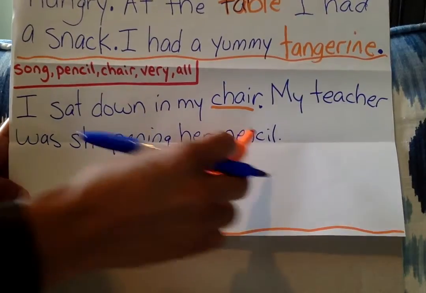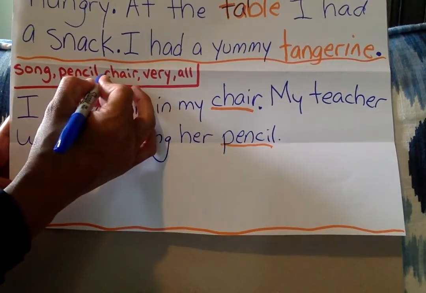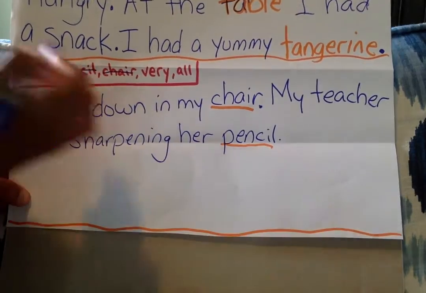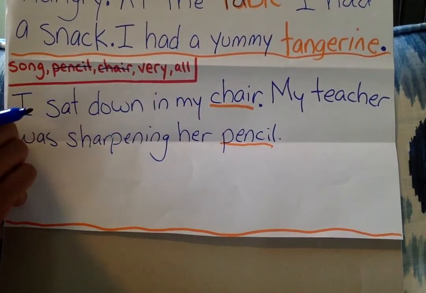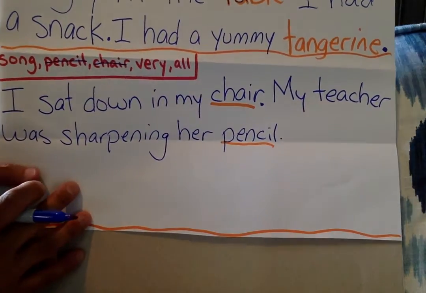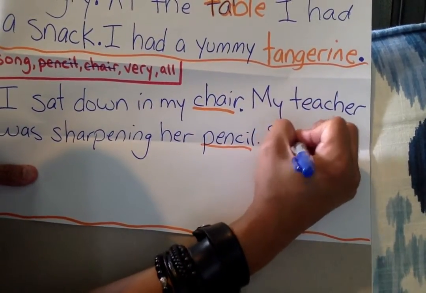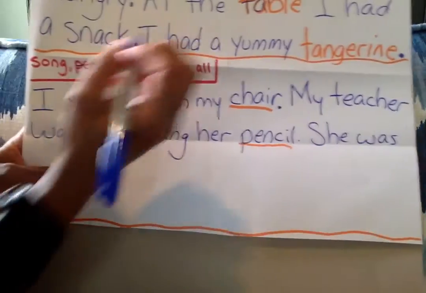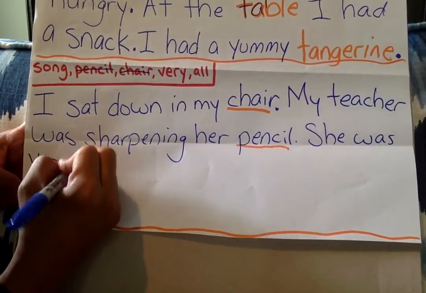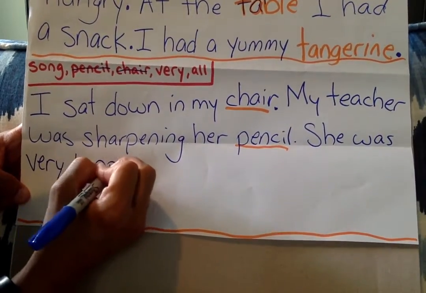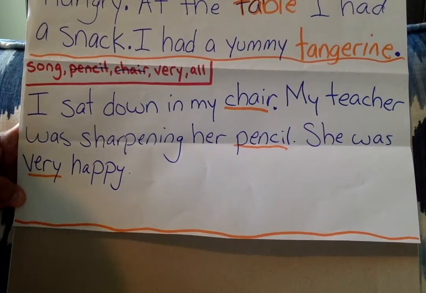And then I'm going to go ahead and underline my second word. You may even want to just slightly cross them out so you remember that you've used the words before. Okay? I sat down in my chair. My teacher was sharpening her pencil. She was very happy. Underline my very, because that's one of our words.